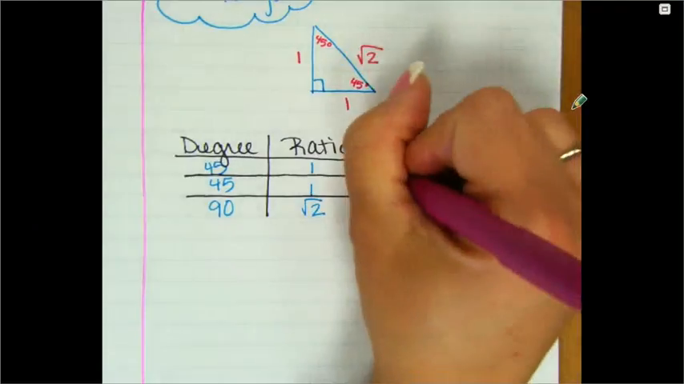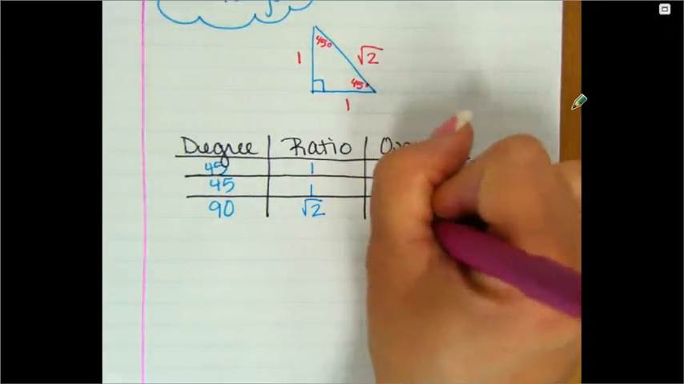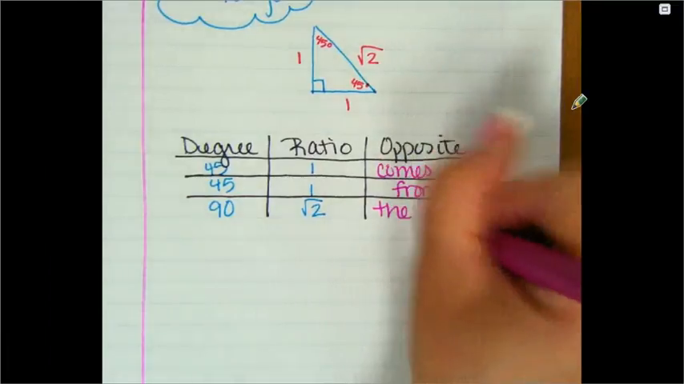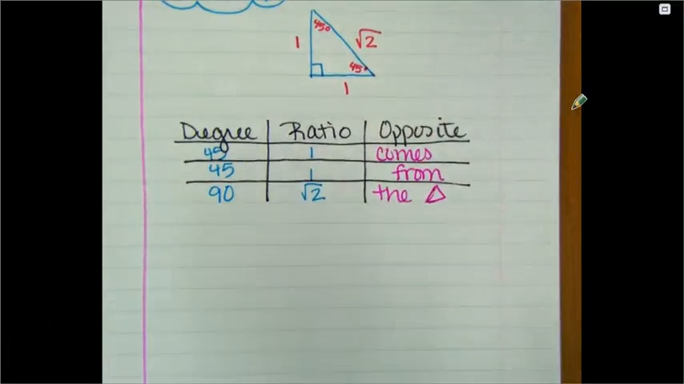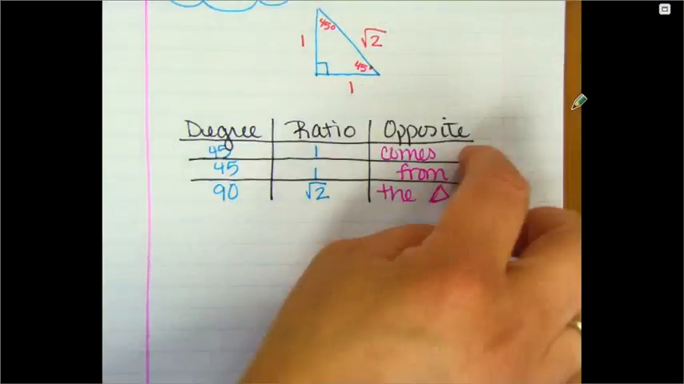The opposite comes from the triangle. We will fill in the opposite when we actually get to the examples. For now, just know opposite comes from the triangle. Now, what does it mean to be opposite? So straight what? Across. So I'm going to go straight across. I'm going to go across from the 90 degrees, across from the 45, across from the 45. Do you understand? Okay, I'll show you this when we get to examples.